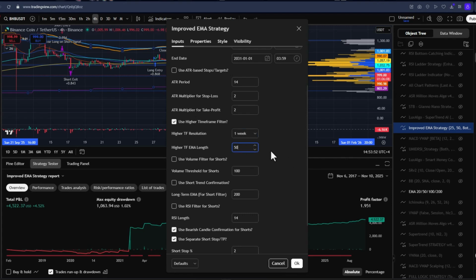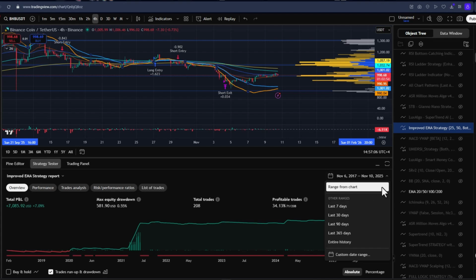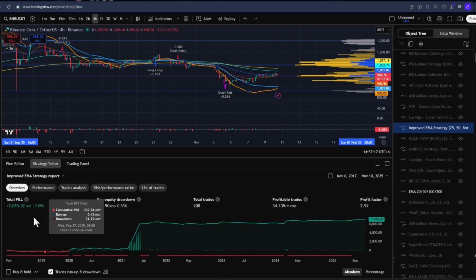Now let's look at the results. Let's take BNB as an example. Visual TradingView backtest results on BNB. On the 4-hour time frame from 2017 to 2025, there were a total of 208 trades. $7,000 is the total profit over 8 years. This is quite small. The win rate is 34%, but the profit factor is high, almost 3.